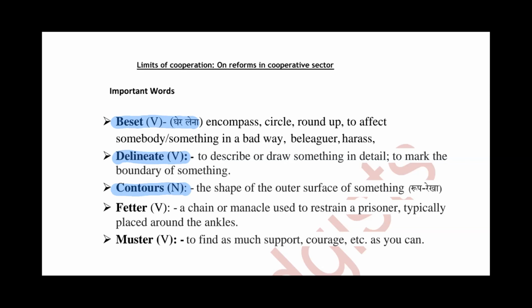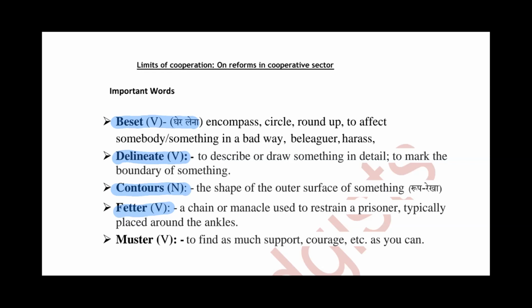Then the fourth word is fetter. Fetter is a verb. इसका मतलब क्या है? A chain or manacle used to restrain a prisoner, मतलब बांध के रखने के लिए, typically placed around the ankles. And the other meaning for fetter is to confine or to restrict somebody or something. तो इसके synonyms क्या होंगे? Restraints, trammel, impede. And the antonyms for fetter are free, liberate, accelerate.